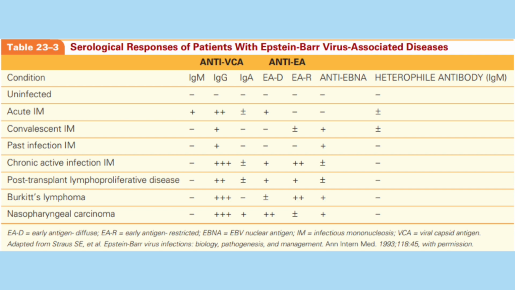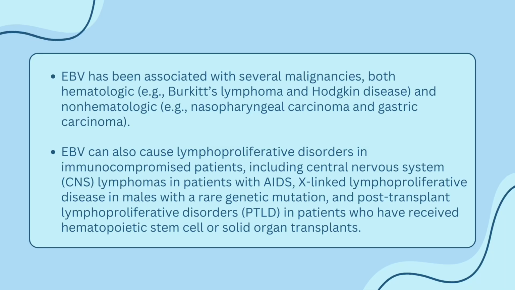This is that table. Some individuals develop chronic active EBV infection with severe, life-threatening IM-associated symptoms that persist or recur for more than 6 months after the acute illness. In addition, EBV can sometimes integrate its DNA into the genome of the cells it infects and transform them into cancer cells. As a result, EBV has been associated with several malignancies, both hematologic such as Burkitt's lymphoma and Hodgkin's disease, and non-hematologic such as nasopharyngeal carcinoma and gastric carcinoma.